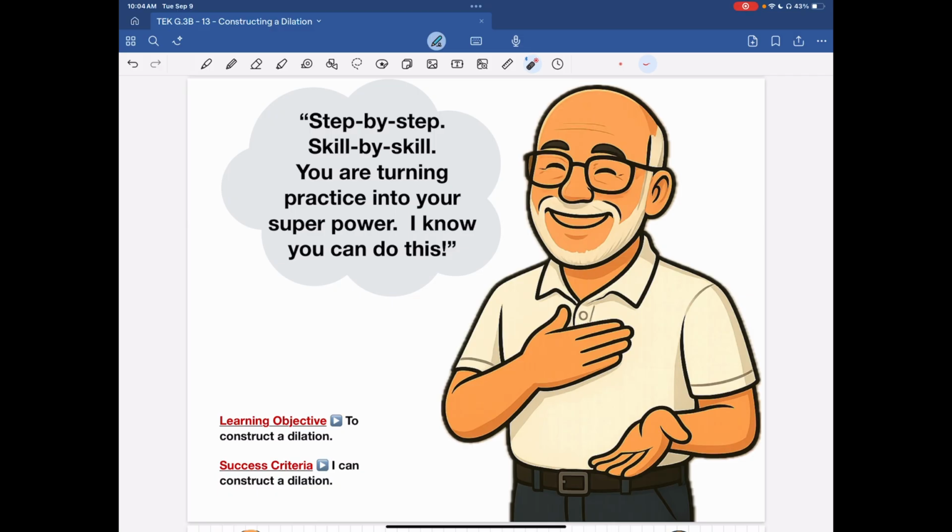You learn best by breaking complex concepts down into small, more manageable skills. And that's exactly what we did today. You are turning your practice into your superpower. Now, you know that I believe in you, and I know that you can do this. You are working your way to success one skill at a time.